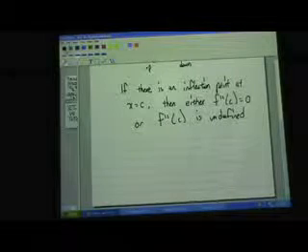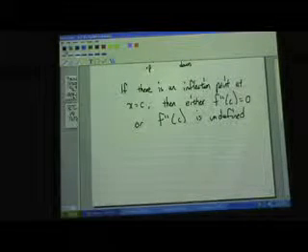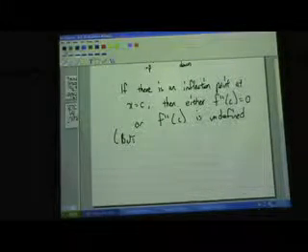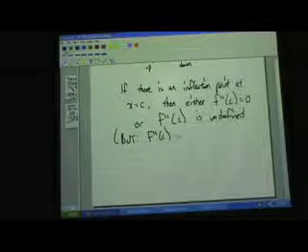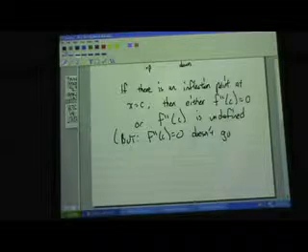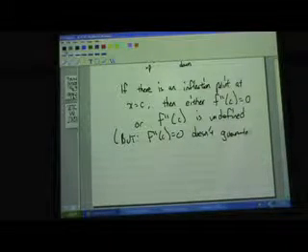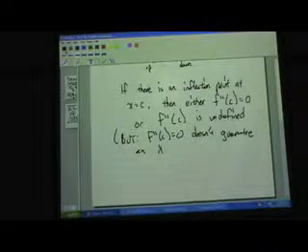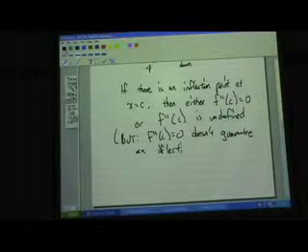For example, let me write down what I just said. But the second derivative equals 0 doesn't guarantee an inflection point. Sorry for the sloppy writing. You should be used to it by now.